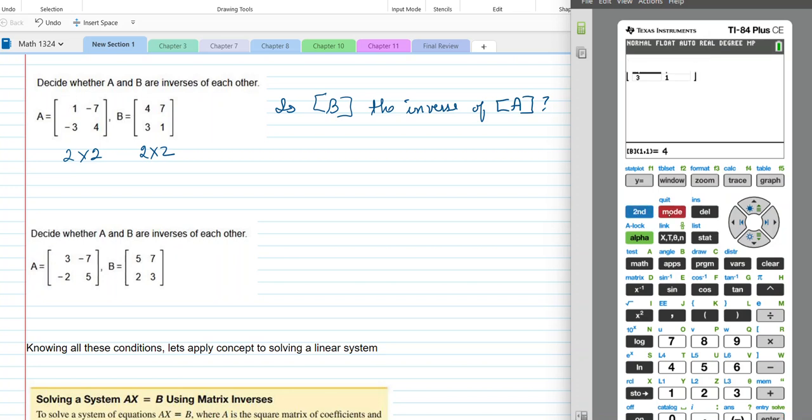Good. I'm going to go back to my home screen. Now I'm going to put the multiplication. We're testing matrix A times A inverse equals 1. That's what we're testing. So I'm going to name it.